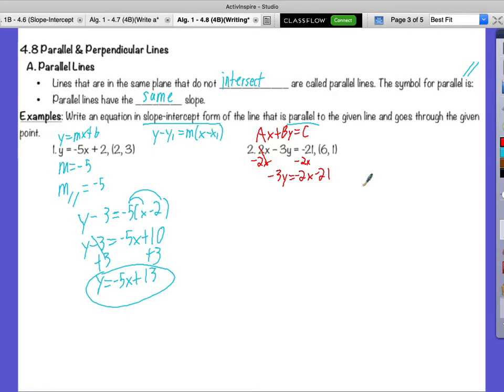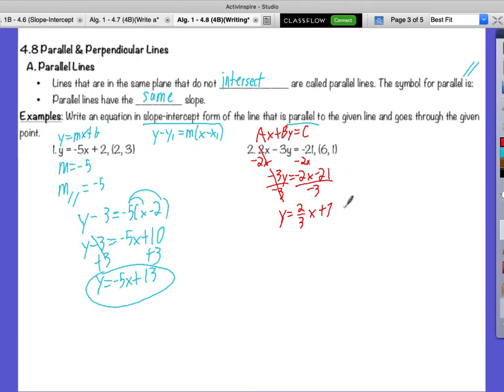Divide by negative 3. On both sides, the whole thing. So y is equal to, what's negative 2 divided by negative 3? Positive 2/3 x. And what's the constant divided by negative 3? Positive 7. We have to divide the whole thing, inside both of these, by negative 3.